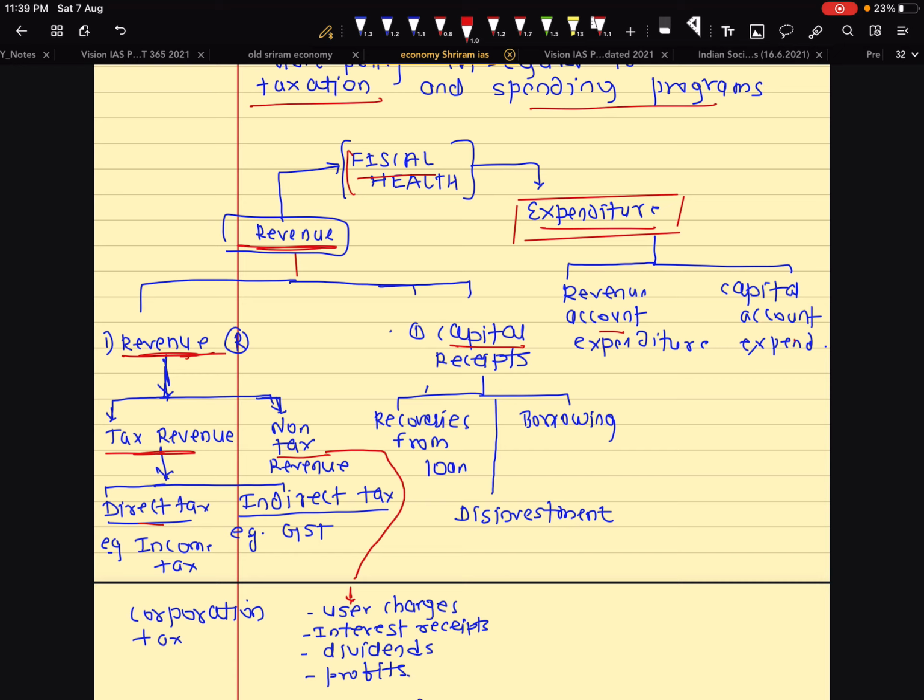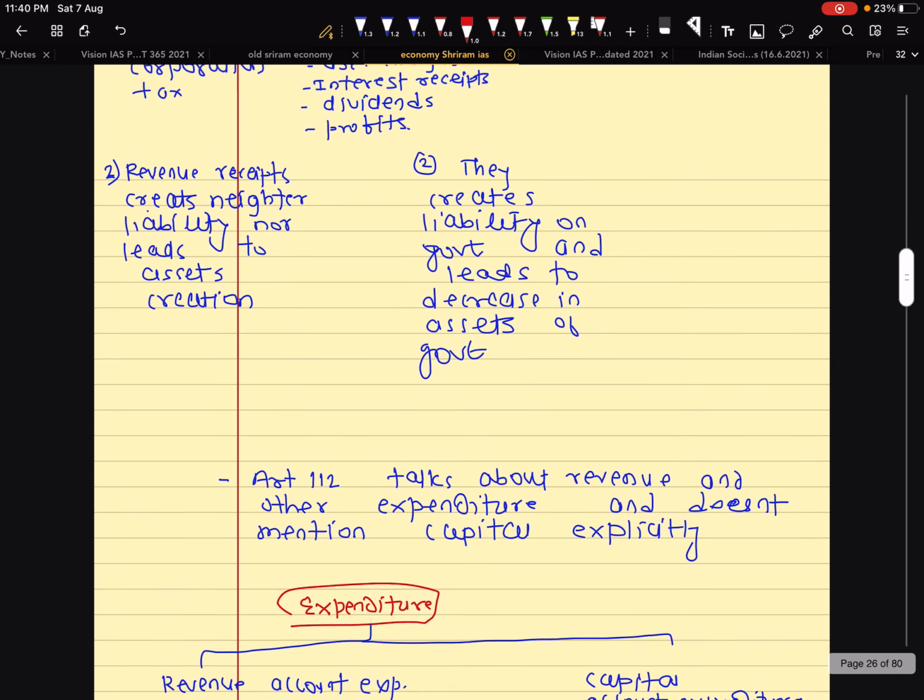Capital receipt again consists of parts. First, recoveries of loans. For example, if the Centre has given a loan to states or any foreign countries, whatever they get back from those loans is the recovery of loans. The second one is borrowing, which can be internal borrowing or external borrowing. The third one is disinvestment. If there is a public undertaking company and the government is selling its shares, whatever proceeds come from that come under disinvestment.